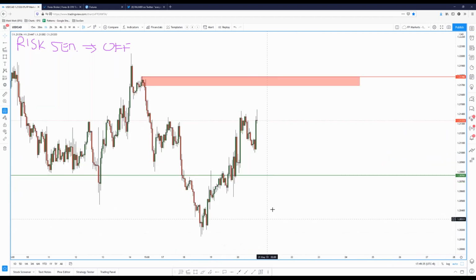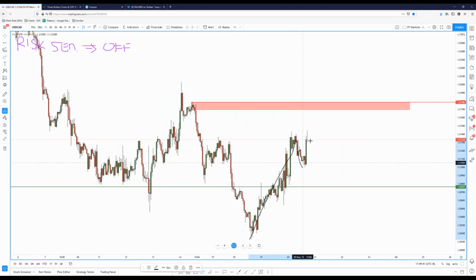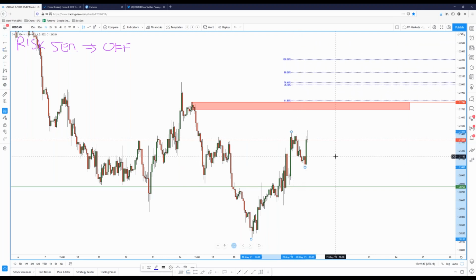I can see another zigzag as well. This one here. So let's draw a zigzag. 0.1, 0.2, 0.3. And look at that. This is a 100% extension. It is a 61.8 extension we're starting to find, and it's also a daily swing high. It is a very key resistance level.